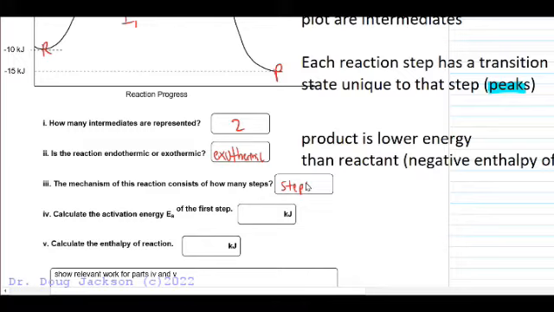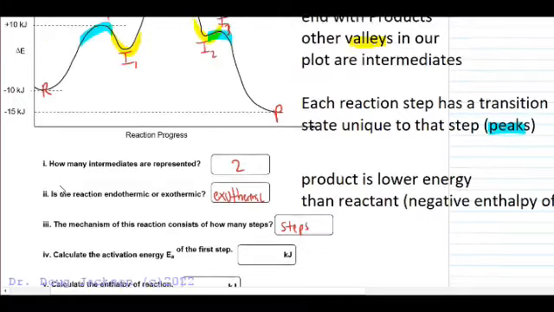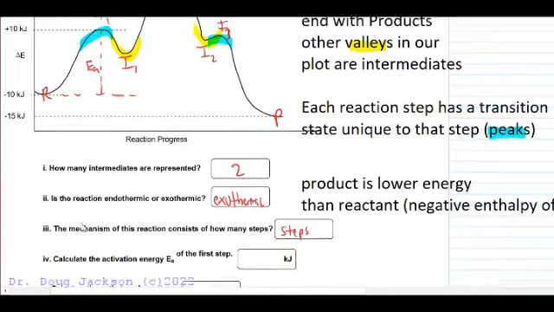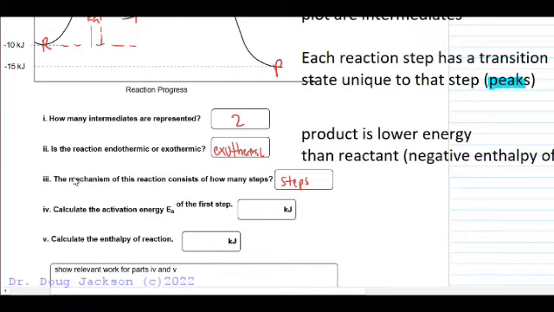Part 4, we want to calculate the activation energy of the first step. That's essentially the distance between the reactant energy and the top of a peak. So there's that first step, and there's the activation energy. The energy it takes to get over the hill is measured from the reactant line all the way up to the peak. For this one, that is plus 10 for the transition state energy minus the reactant energy.